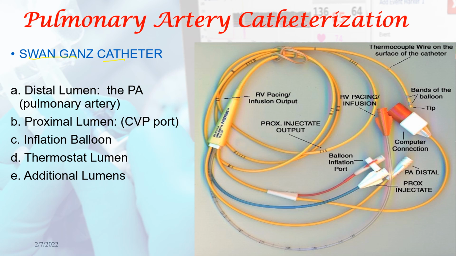We can see this is the tip of the catheter, then the balloon. This is the thermocouple wire on the surface of the catheter. Then this is the balloon inflation port, the proximal injection port, and the pulmonary artery distal port. This one we connect to the computer or the monitor. Then the right ventricular pacing infusion port, the proximal injectate output, and the right ventricular pacing infusion output. That is why it is a multi-purpose catheter, and we can use it for various purposes.